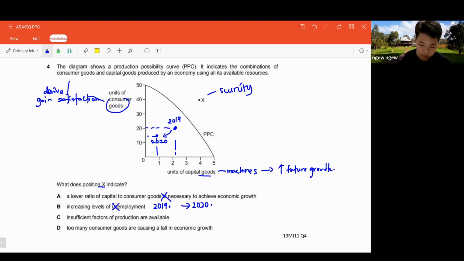And C, X shows insufficient factors of production. Insufficient factors of production meaning insufficient resources. So answer C is confirmed right, but still I check on answer D. Too many consumer goods are causing a fall in economic growth. How are we going to justify this with point X? Not really relevant. So that's why the answer is C. Okay. Now guys, if you want to try more PPC questions, you can just go to your past year paper. Almost every single year, in past year paper 1, you will see PPC questions. Good luck.